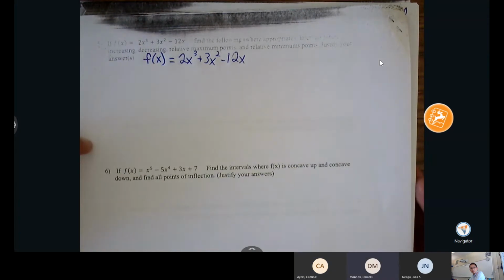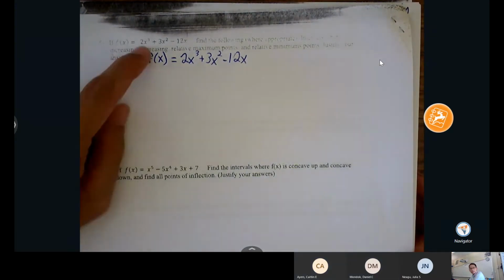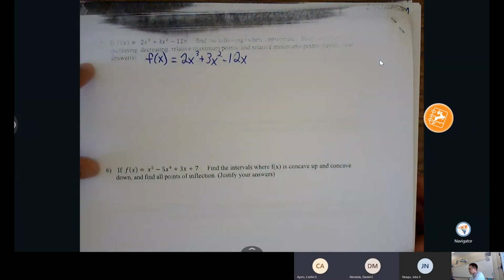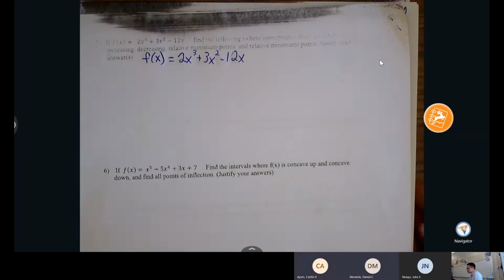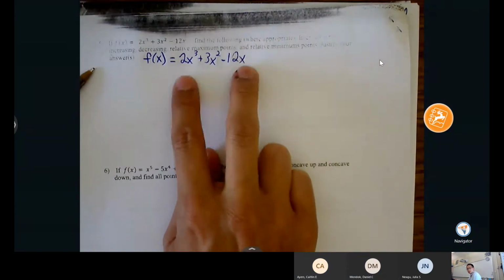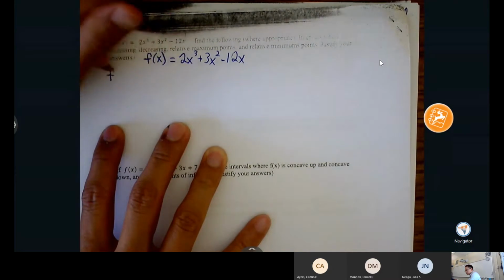Actually, let's do this. Let's do a first derivative test for 5, and we'll also do a second derivative test using this function as well. All right. So we want to find relative max, relative min, increase, decrease. All that's going to come from f prime.